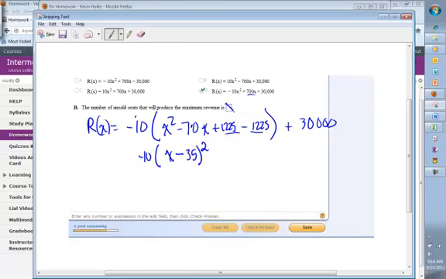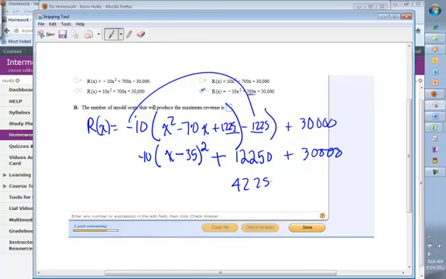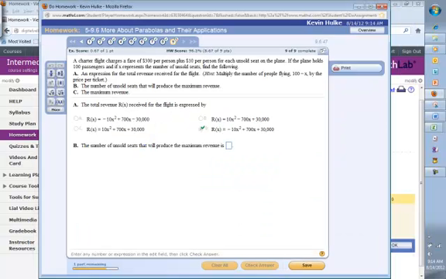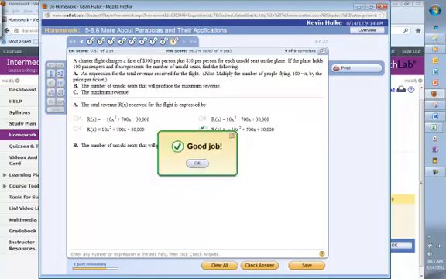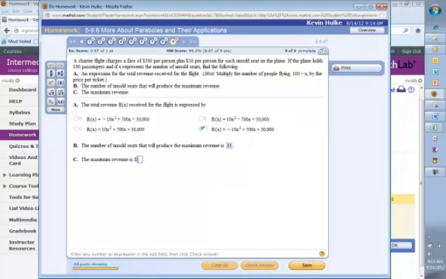Now when we move this outside the parentheses, we're going to have minus $12,250. Negative negative makes that positive. Plus 30,000 is $42,250. And the number of seats is 35. So 35 is the number of unsold seats that gives the maximum, and when you do, you get $42,250.